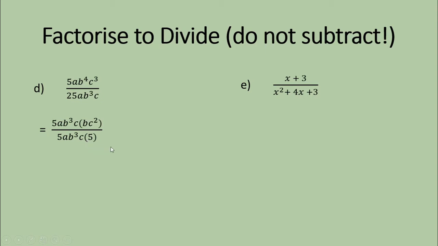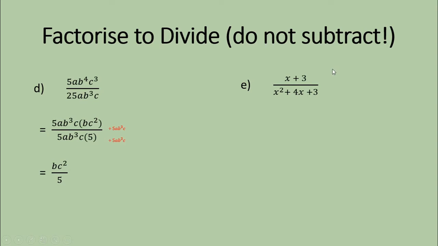The reason I did that is so that I can clearly see that if I divide both the top and the bottom by the common factor, which I've just factored out, 5A, B cubed, C, then I'd be left with what's inside these brackets, BC squared over 5. Now that was pretty basic, and you didn't need to follow this method in order to do that. You could probably have just looked at the fraction originally and seen that you could divide top and bottom by 5A, B cubed, C. But that gives us a good introduction into what we need to do over here.